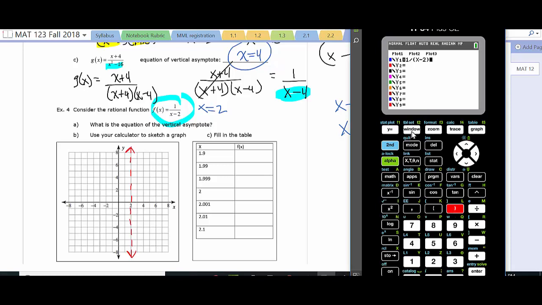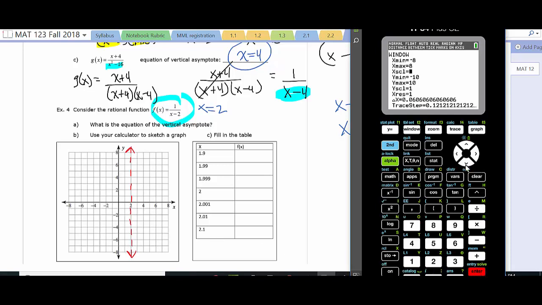So once you got that put in, press your window button. Now you're going to make the x go from -8 to 8. You're going to make the y's go from -8 to 8 also. So you type this in like this. Press window, x minimum, put in a -8. Be sure you use your negative button to do that. Okay. X max, put in an 8. X scale just means what do you want the x to go by. We want x probably to go by 1.